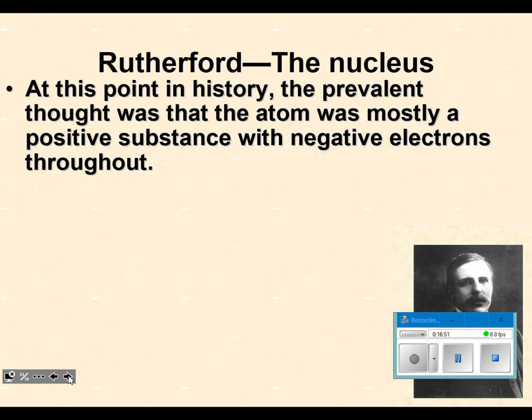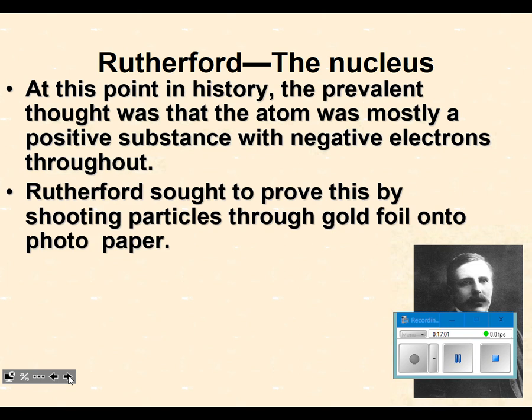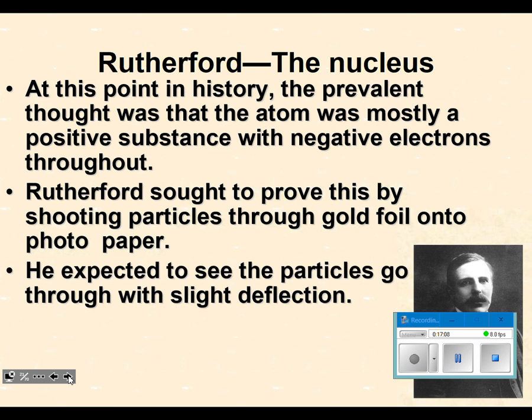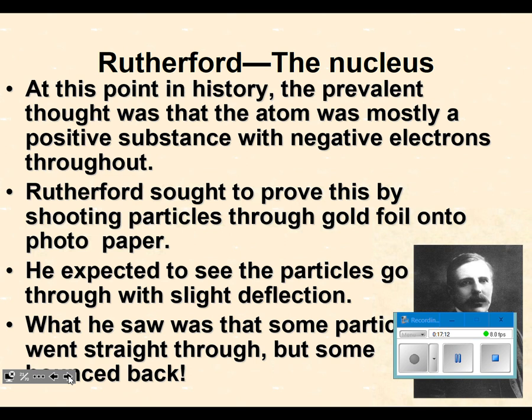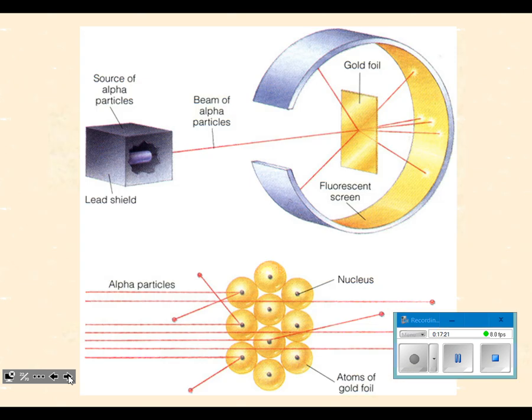The prevalent thought before this was that J.J. Thomson's model was correct and that it was just mostly positive substance with negative electrons throughout, like vanilla pudding and raisins. But Rutherford sought to prove this wrong, and like I said, he shot alpha particles through gold foil onto photo paper. He expected to see the particles go through with very little deflection, but what he saw was that some particles went straight through, but some bounced back, and some actually just had deflection. So he was like, something's not right there.